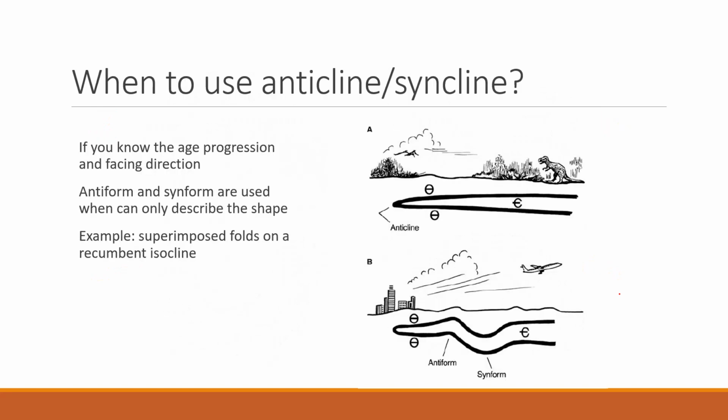So when can you actually use anticline and syncline? If you know the age progression, it's perfectly fine to use those words. If you know the age progression and the facing direction, it's totally fine to use those words. Antiform and synform are used when you can only describe the shape. For example, if you had your recumbent fold here, and you know the ages of things, and then you had a secondary fold on top of that primary fold, we would use antiform and synform. Or if we just didn't know the ages, we can also use antiform and synform.